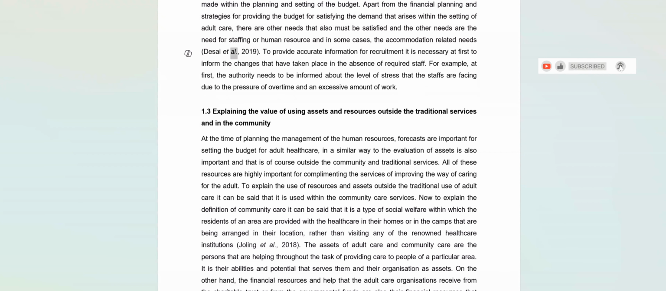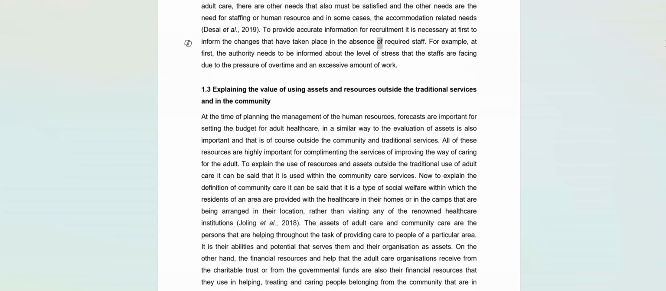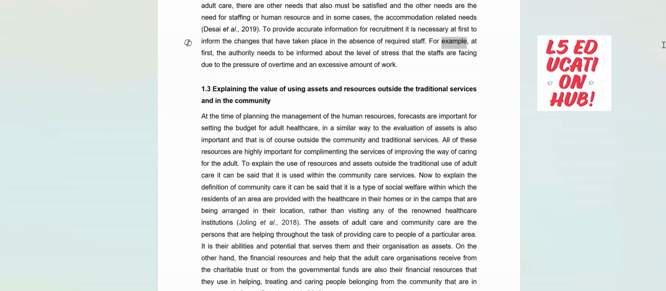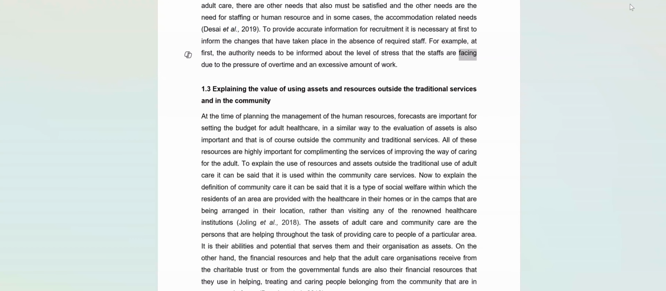Desai et al., 2019. To provide accurate information for recruitment, it is necessary at first to inform the changes that have taken place in the absence of required staff. For example, at first, the authority needs to be informed about the level of stress that the staffs are facing due to the pressure of overtime and an excessive amount of work.